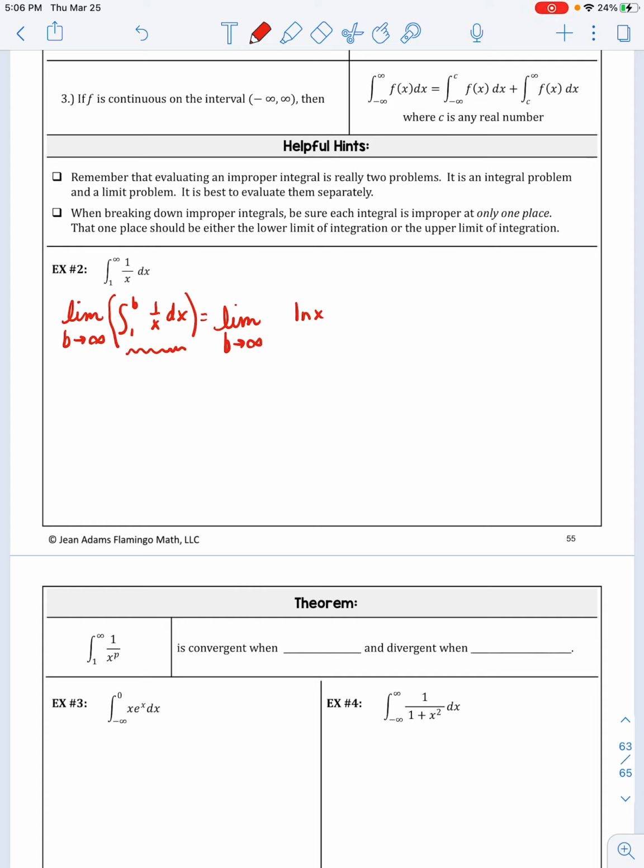I know that if I take the derivative of ln x, I get 1 over x. So therefore, my antiderivative is ln x. That gives me the limit as b goes to infinity. Now I'm going to use the fundamental theorem of calculus: ln b minus ln 1. Remember that ln 1 goes to 0. So this becomes the limit as b goes to infinity of ln b, because minus 0 we just don't worry about.